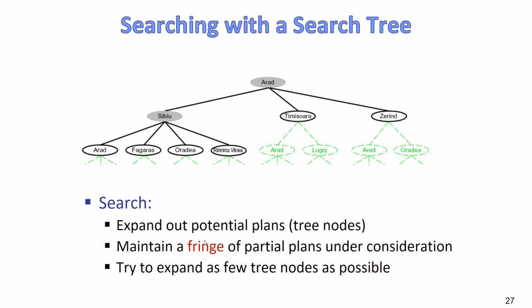We keep a fringe, we add to the fringe the nodes that will be expanded in the future. And then we choose one of them. We see if it's the goal or not. And if not, then we expand it and so on.